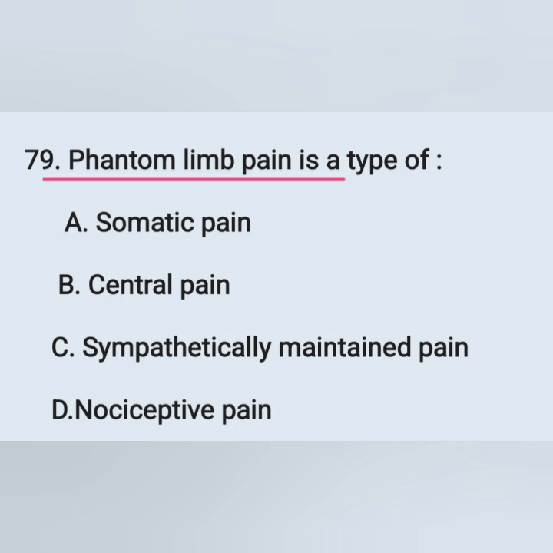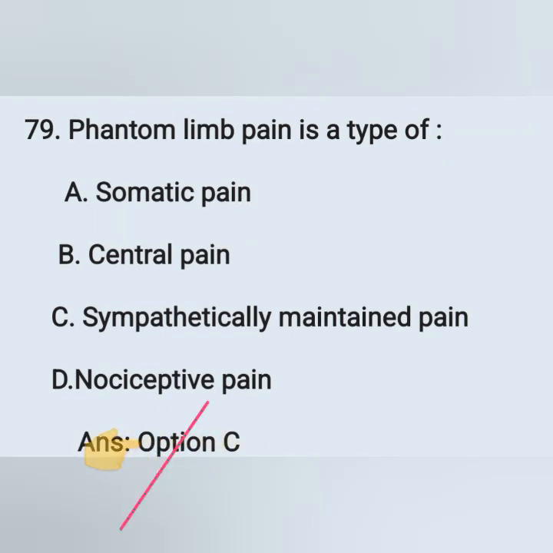Phantom limb pain is a type of. Options. Option A, somatic pain. Option B, central pain. Option C, sympathetically maintained pain. Option D, nociceptive pain. Phantom limb pain is a type of sympathetically maintained pain. Option C is the correct answer. Move on to the next question.